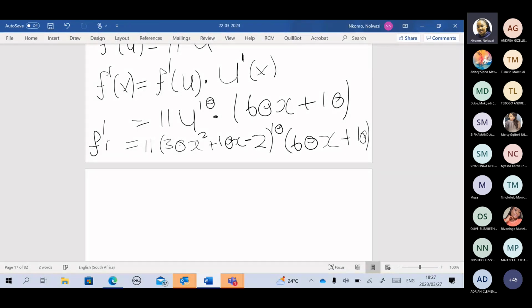Right, so we have our f prime at x, as in this function. Yeah? From here, because we have this bracket to the power 10, there is no need for you to simplify this further. You can just leave it here. You will get full marks.